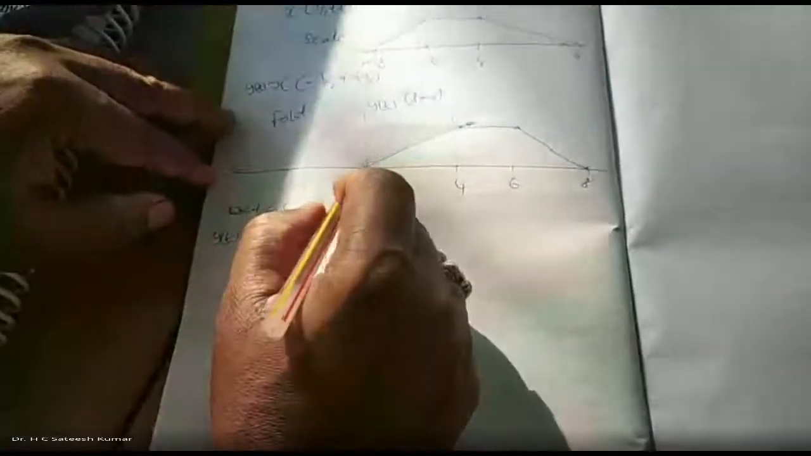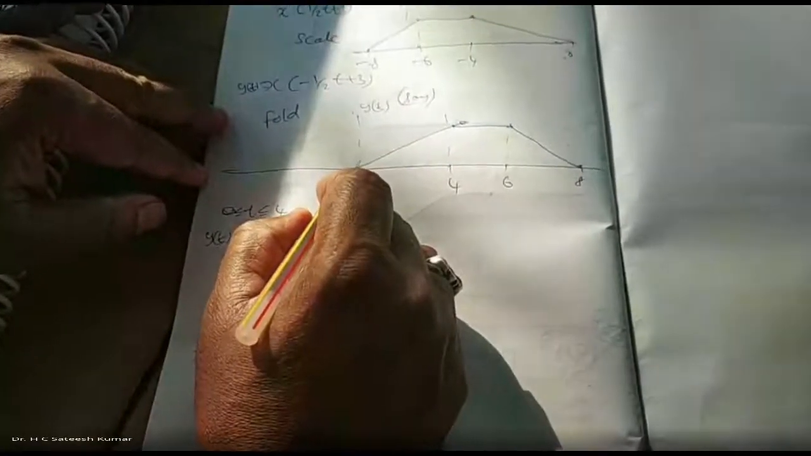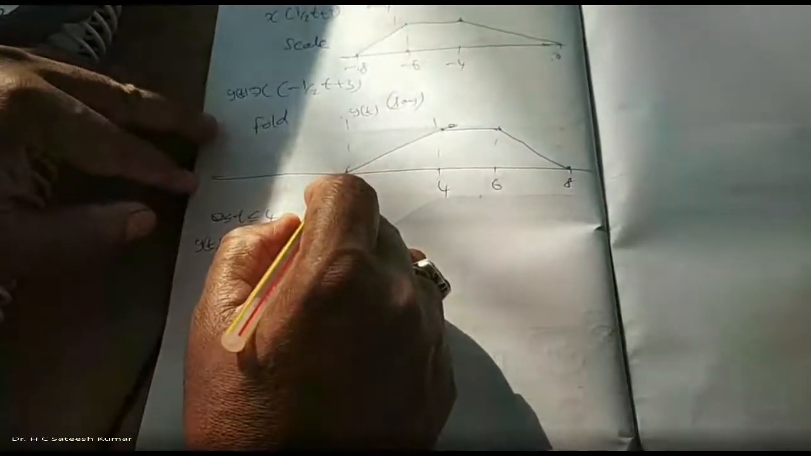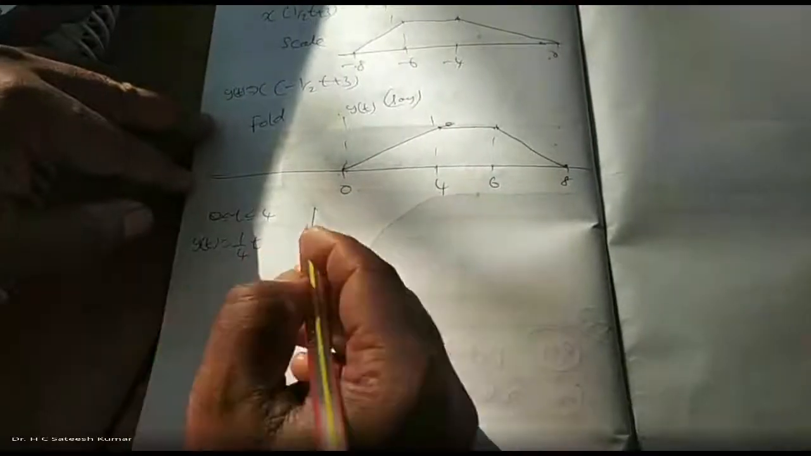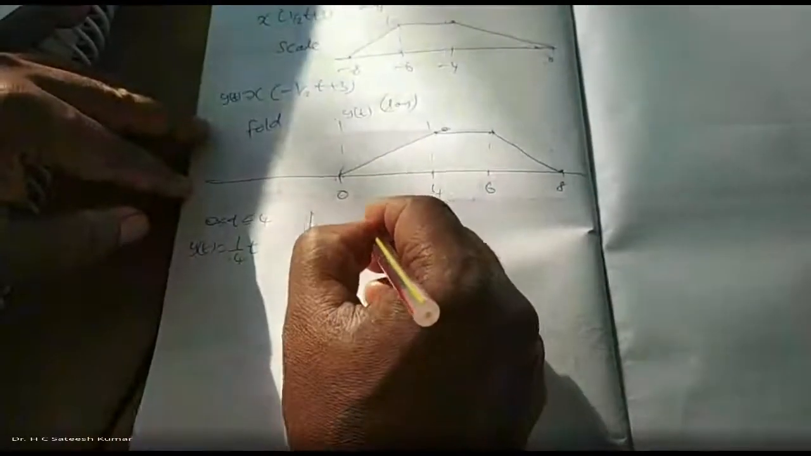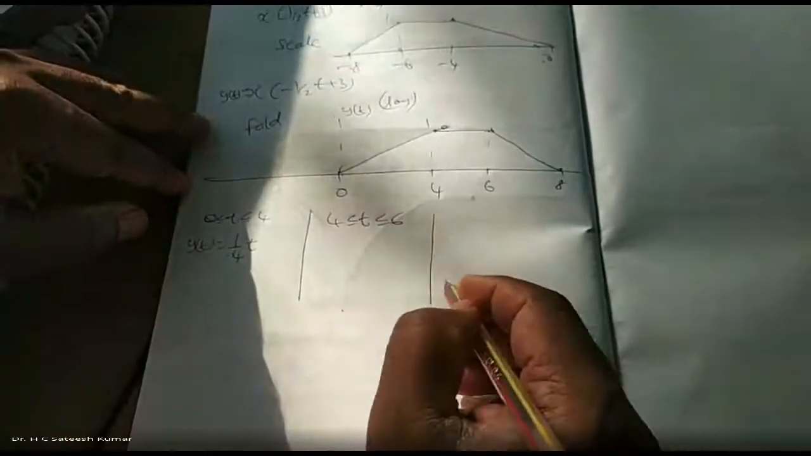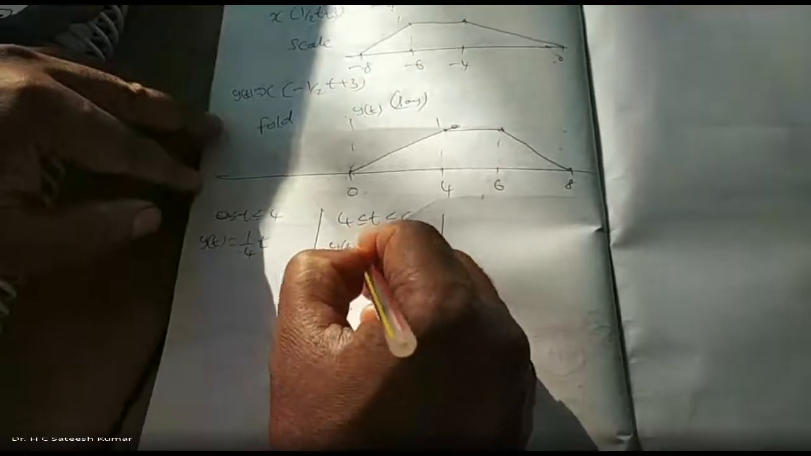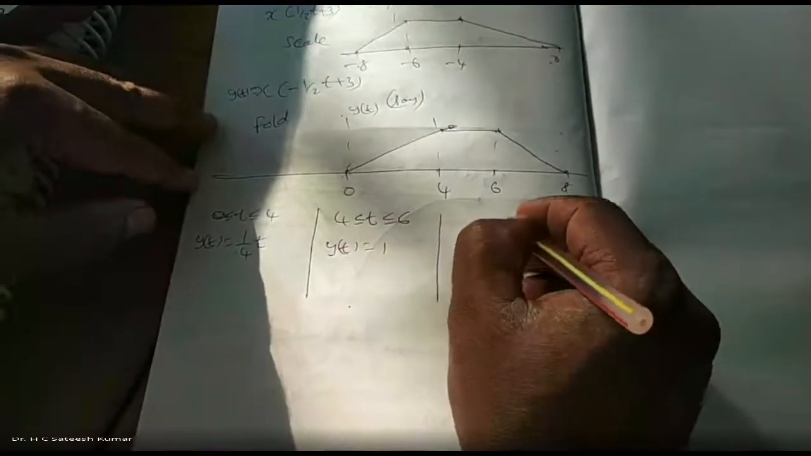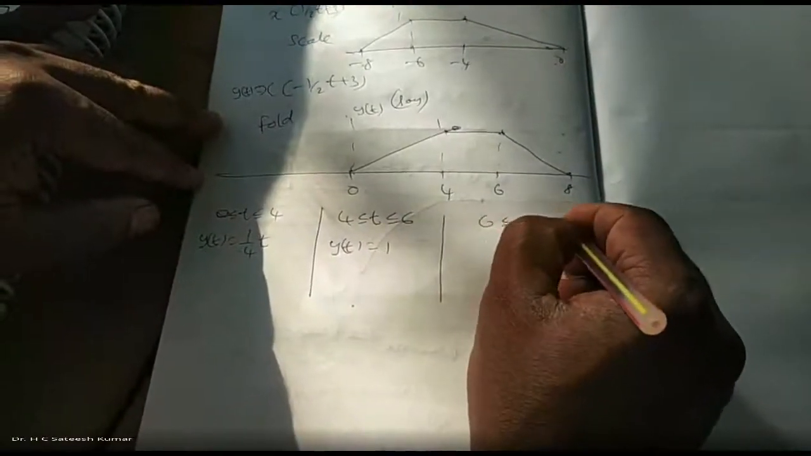Y is equal to mx plus c. Now, c is what? 0. No need to check it because the straight line is passing through origin. You need not calculate c, and you can write it as 0. So this is the equation for 0 to 4. And for t lies between 4 to 6, y of t is equal to 1. And for t lies between 6 to 8, it is decreasing.